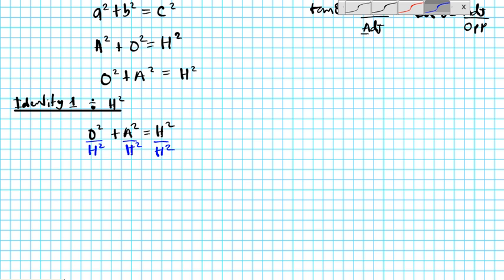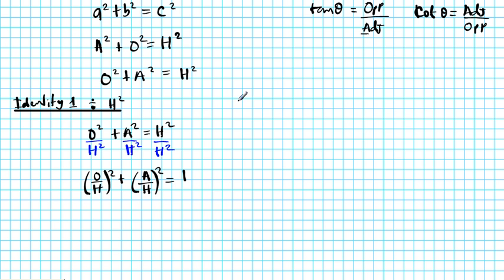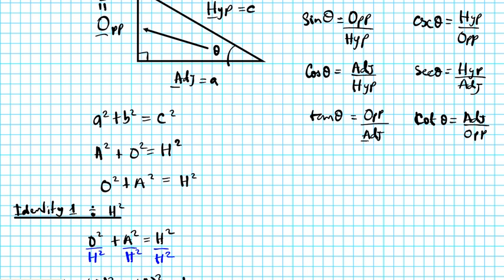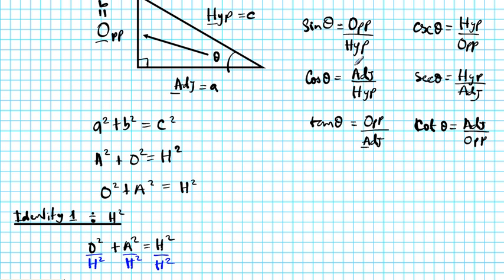On the left side, I'm going to have O over H squared plus A over H squared. H squared over H squared is 1. So from SOHCAHTOA, what is O over H? From SOHCAHTOA, I know opposite over hypotenuse is sine, right? O over H from SO, and adjacent over hypotenuse is cosine, A over H.